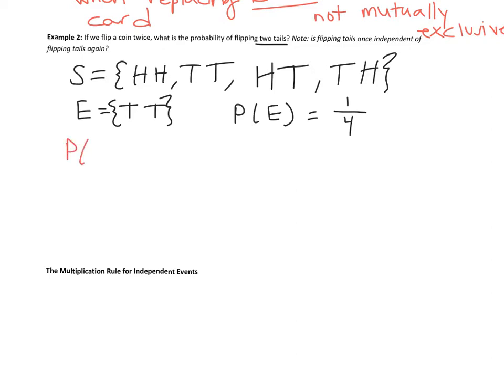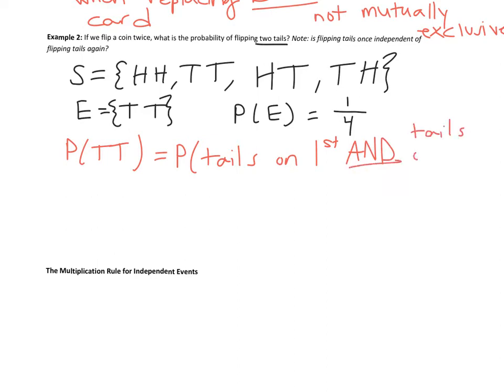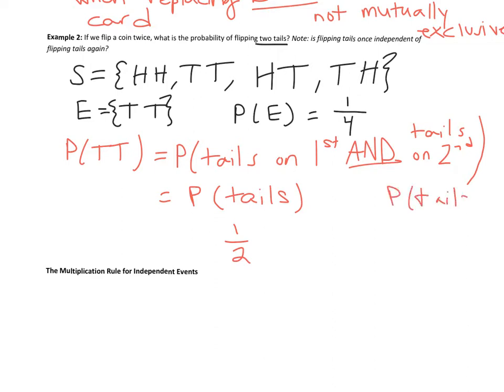Let's try to develop a formula for this section. So event E is T and T, right? 2 tails. That's really the probability we get tails on the first flip, I'm going to write it out, and then we get tails on the second flip. Ooh, and I just said the word and. So the probability of getting tails on the first flip, I'm just going to break it down like this, is 1/2. And the probability of getting tails on the second flip, just by itself, again, is 1/2.